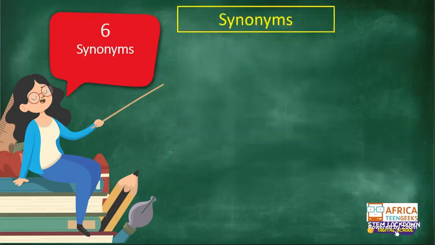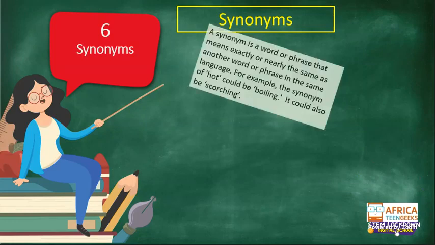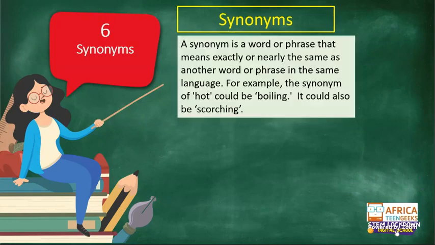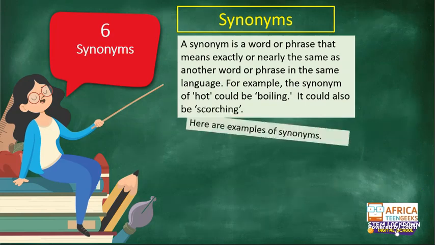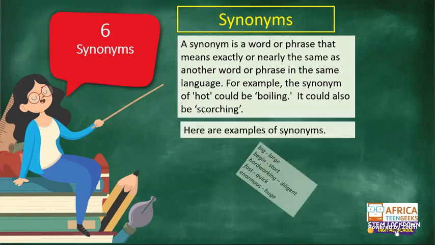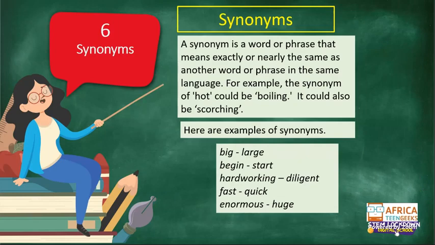So we haven't done synonyms before. So synonyms are a word or a phrase that means exactly or nearly the same as another word or phrase in the same language, like in English. So for example, the synonym for hot could be boiling. It could also be scorching. Here are some examples: big, large, begin, start, hardworking, diligent, fast, quick, enormous, huge.